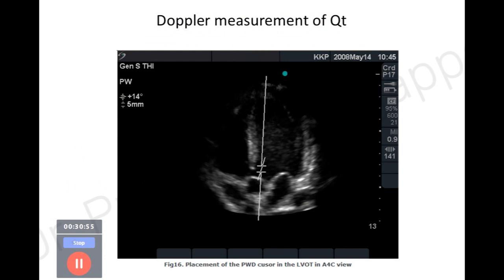So how do you calculate the LVOT VTI? We put the sample. This is a 5-chamber view.